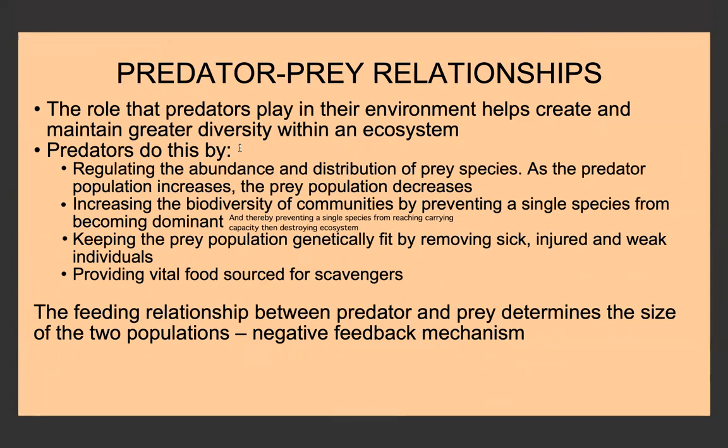Some of the things they do to regulate the population and to maintain diversity within an ecosystem is they regulate the abundance and distribution of prey species. So as the predator population increases, the prey population decreases, obviously, because if there are more lions, there are more impala eaten, more impala died, or whatever.